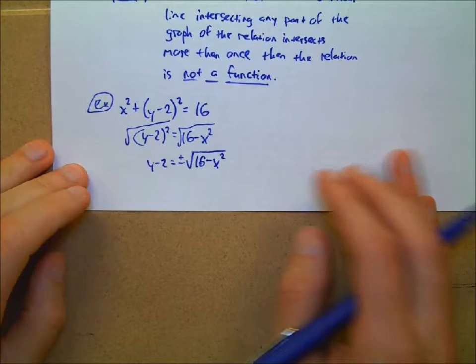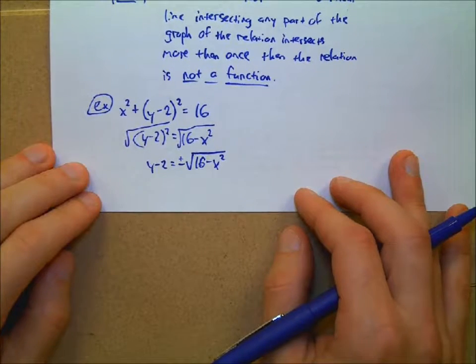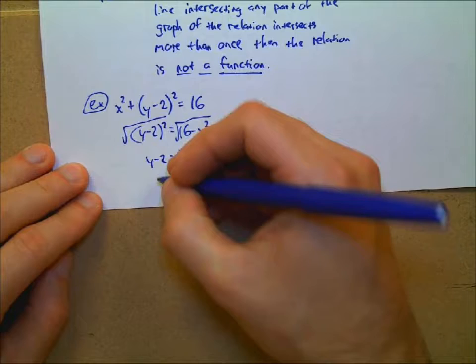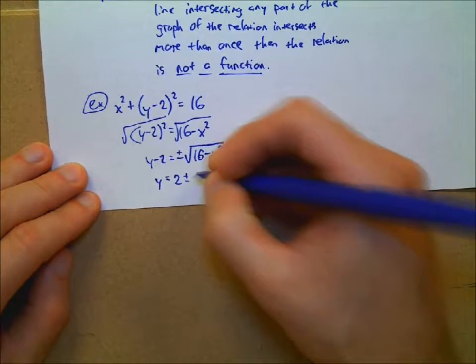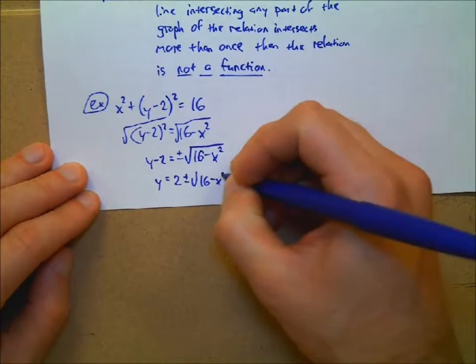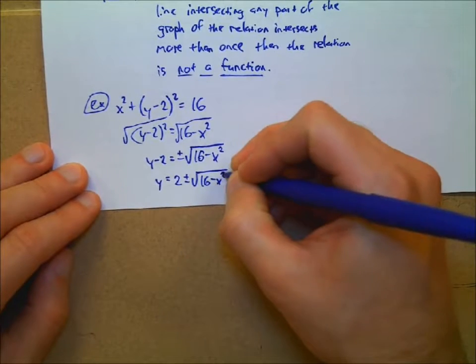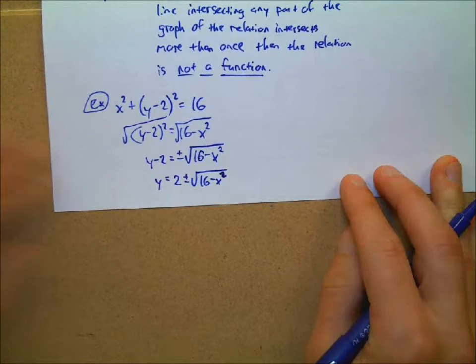Anywho, last step, what do we have to do still? Add the 2. So we'll have y equals 2 plus or minus the square root of 16 minus x squared. Okay?